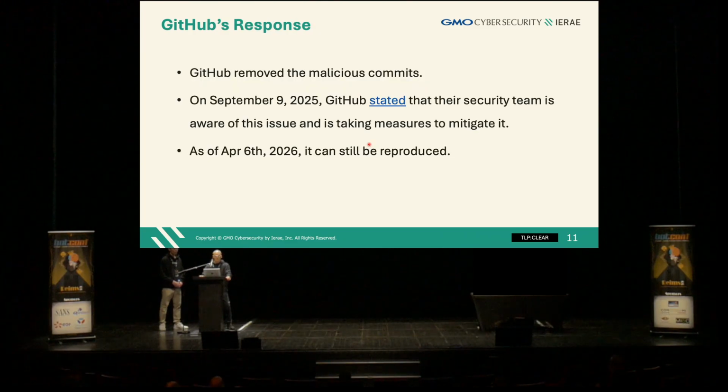So we reported this to GitHub, and they removed the malicious commit. On September 9, 2025, GitHub said their security team was aware of the issue and there was work on it. But when we were preparing this slide, we tested it again. And as of April 6, 2026, the attack still works. So please be careful. This is still a real risk.